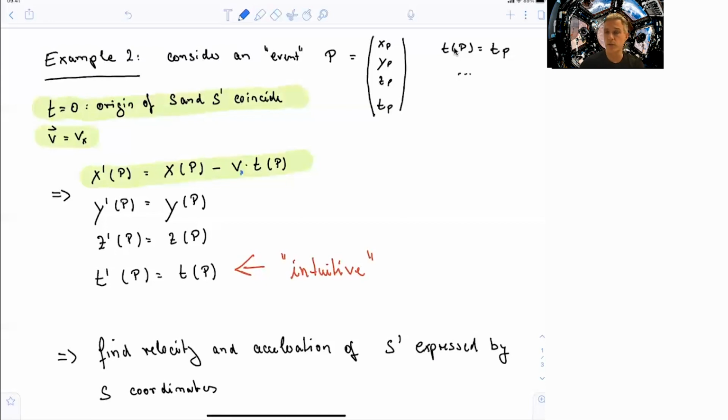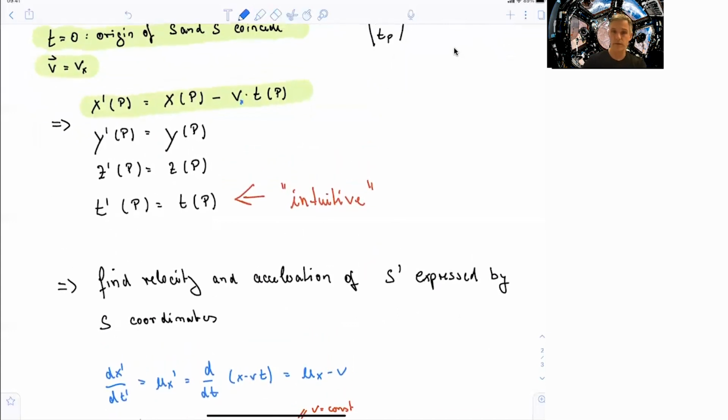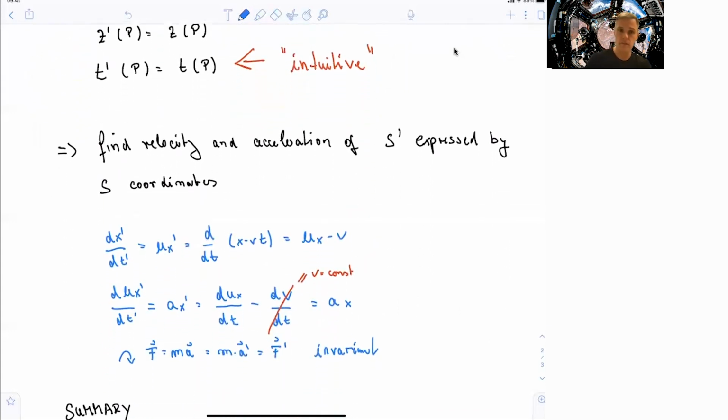So now I'm asking you, if you're watching this video, to find the velocity and acceleration. It might be good to stop and just write this down. So find the velocity and acceleration in the S prime frame expressed by the S coordinates. So let's try to do that. First we build the derivative dx prime/dt prime, which is our velocity.